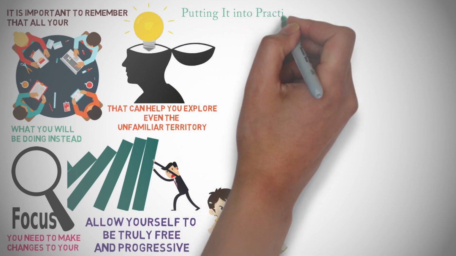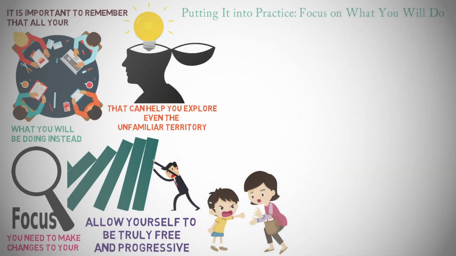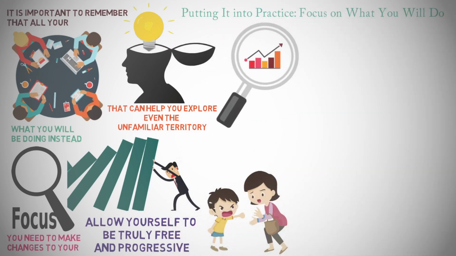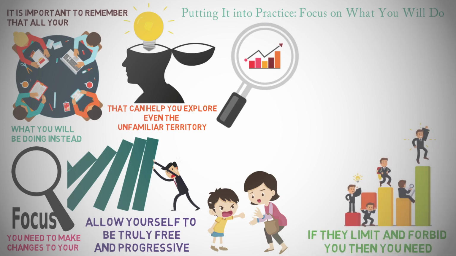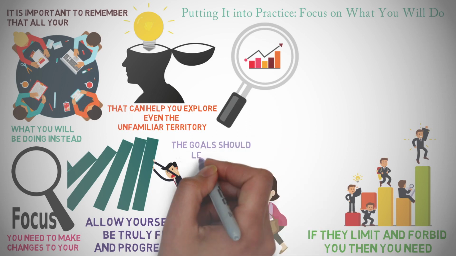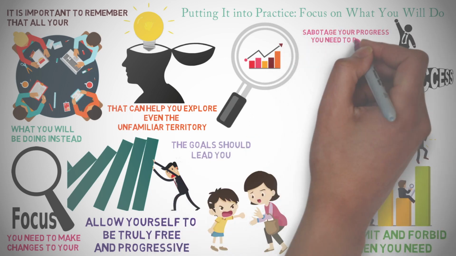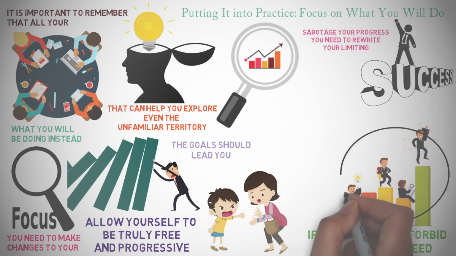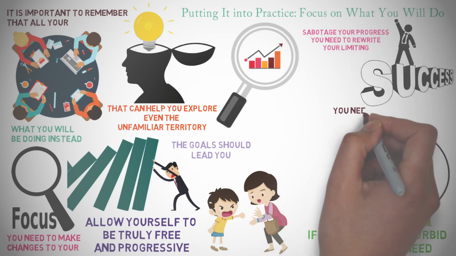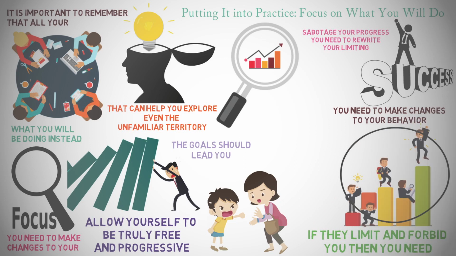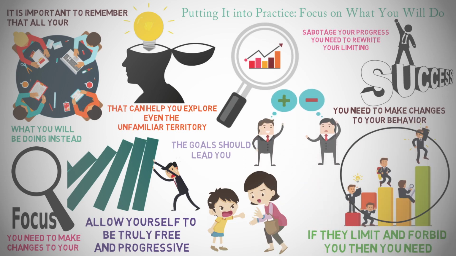Putting it into practice, focus on what you will do. Analyze your goals. If they limit and forbid you, then you need to change your goals. The goals should lead you to success and not sabotage your progress. You need to rewrite your limiting goal into a doing goal. You need to make changes to your behavior when necessary and replace the negative with positive.